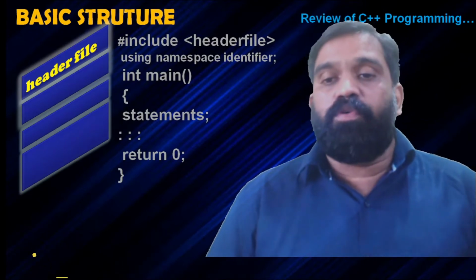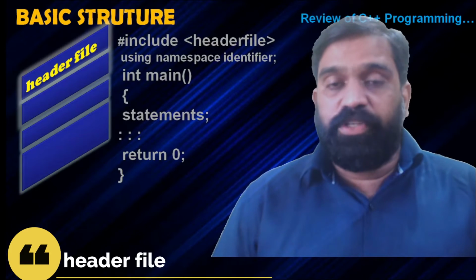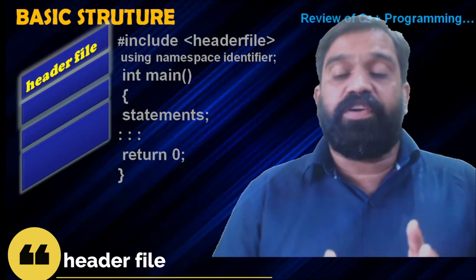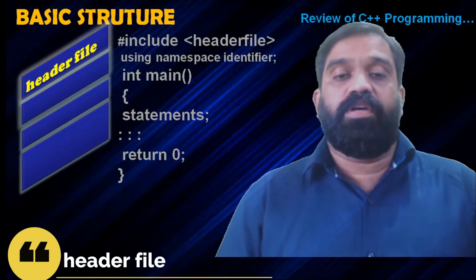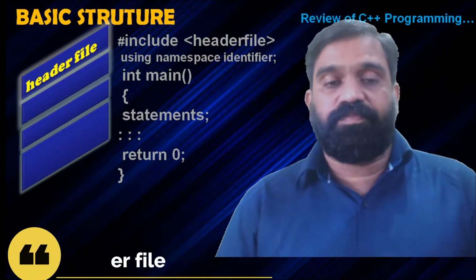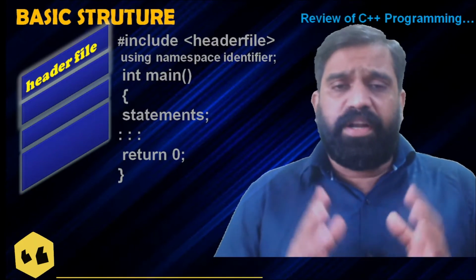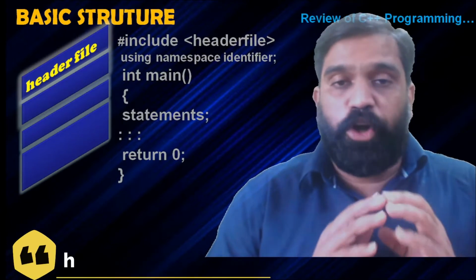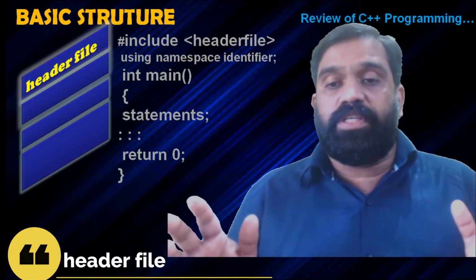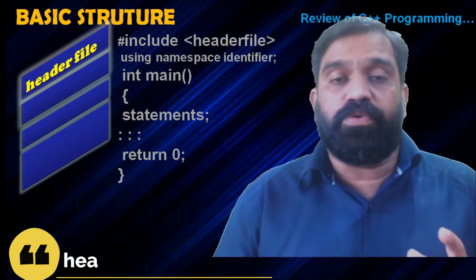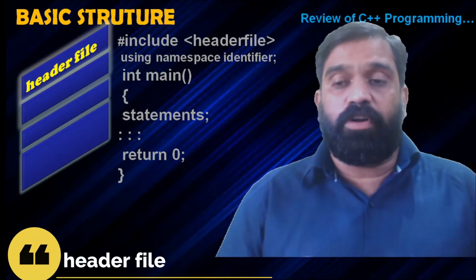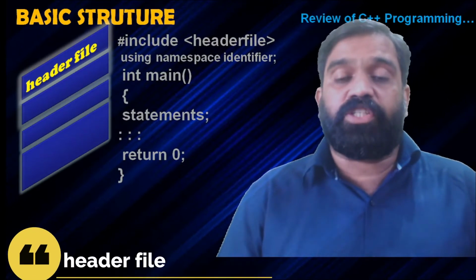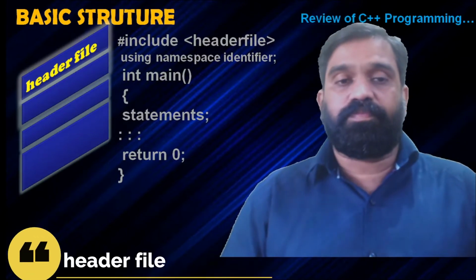For example, if you want to use the predefined objects cin and cout, we have to use the statement hash include iostream. iostream is nothing but the header file. Even though header files have the extension .h, it should not be used in the GCC compiler. But if you are going to use Turbo C++ or Borland C++, etc., we have to use the extension .h for the header files. Okay.